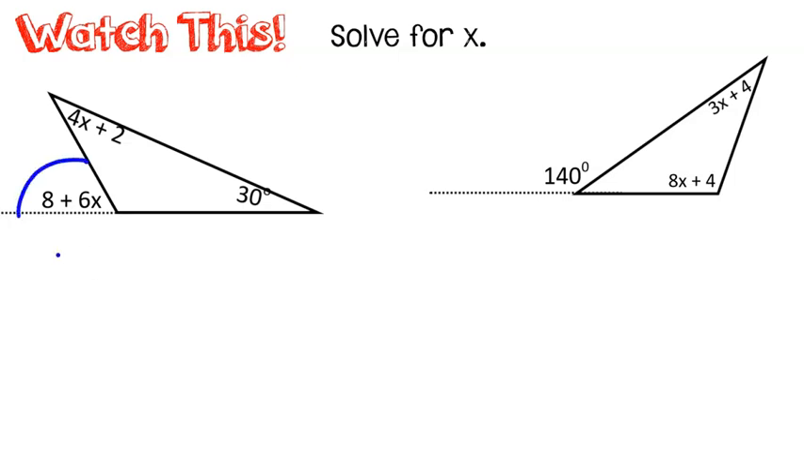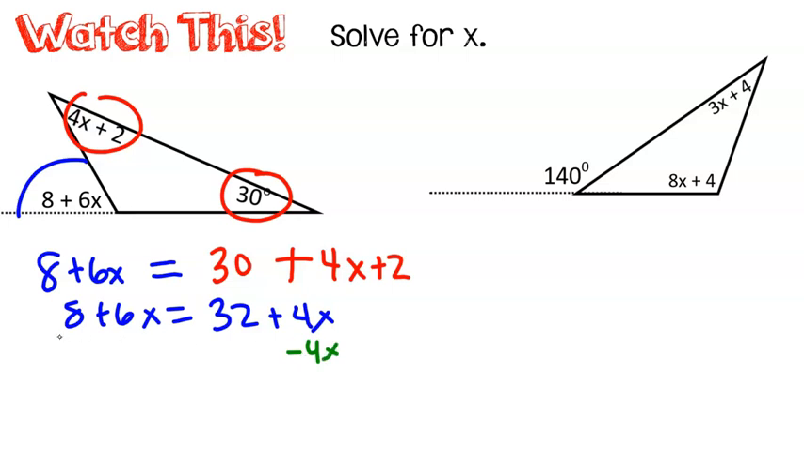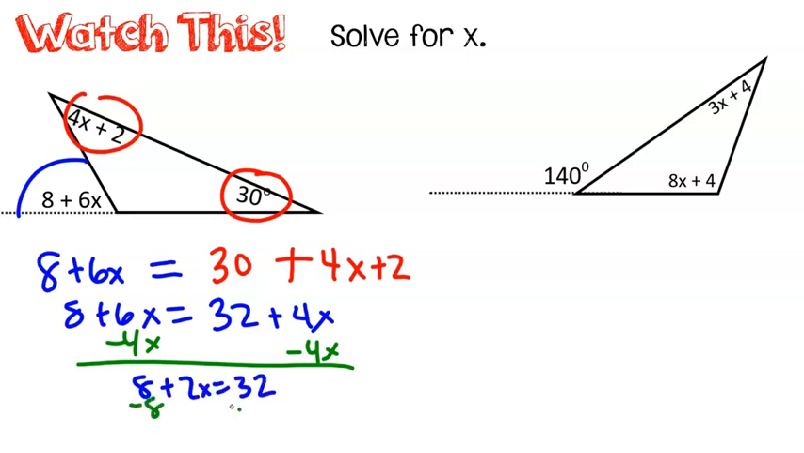Again, the exterior angle is equal to the sum of the two non-adjacent interior angles, right? The remote angles. So we're going to add 30 and 4x plus 2. That gives us 8 plus 6x on the left and 32 plus 4x on the right. I'm going to subtract 4x from both sides, and that leaves me with 8 plus 2x equals 32. I'm going to subtract 8 from both sides, giving me 2x equals 24. I'm going to divide both sides by 2 and get x is equal to 12.